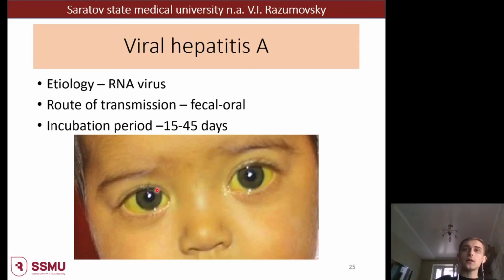And on this slide you may see a typical manifestation of hepatitis. We can see jaundice in icteric sclera, and in morphological characteristics we may note dystrophy in hepatocytes. But it is one of the lightest types of viral hepatitis. It has a benign course and more often will end without any complications.